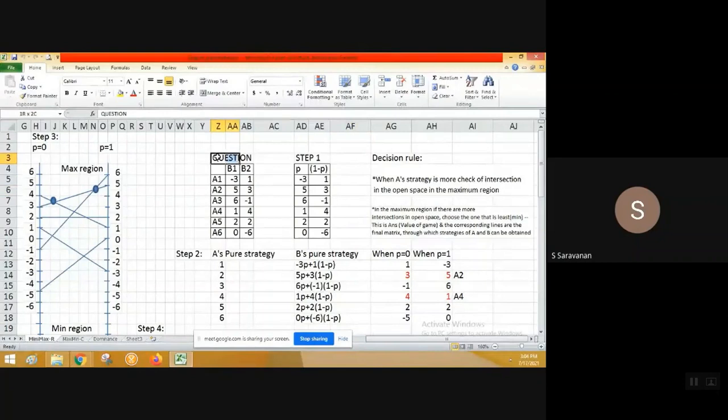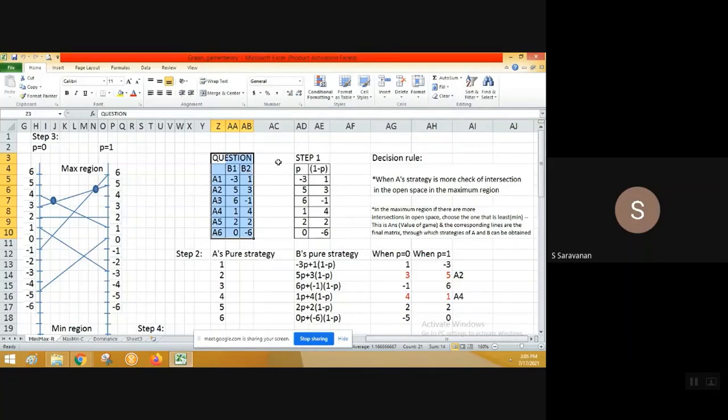There are 6 strategies that A can adopt, and there are 2 strategies B can adopt. So I'm going to solve 2 problems: one where A's strategy count is higher and one where B's is higher, the number of choices for A and for B. In this problem, A has 6 choices, and B has only 2 strategies. So you'll be having a problem like this. This is your question.